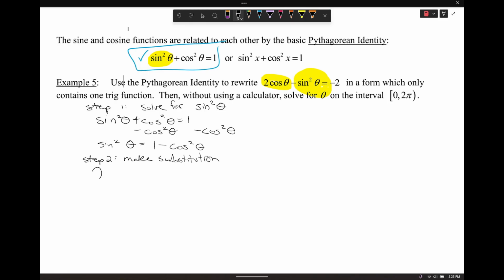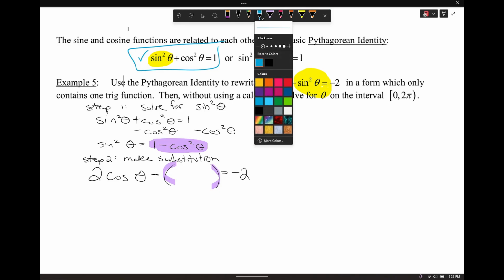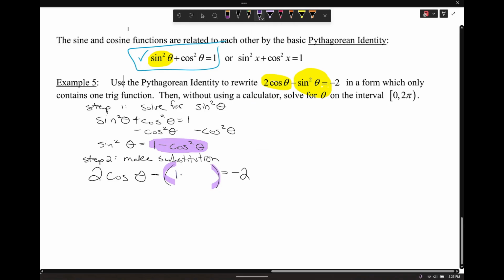And the substitution would be that 2 cosine of theta minus sine squared of theta equals -2 is going to be replaced. So what is it going to be replaced with? This is moving in right here. And so, do you want another color? Should we pick a purple? How about that? 1 minus cosine squared theta.